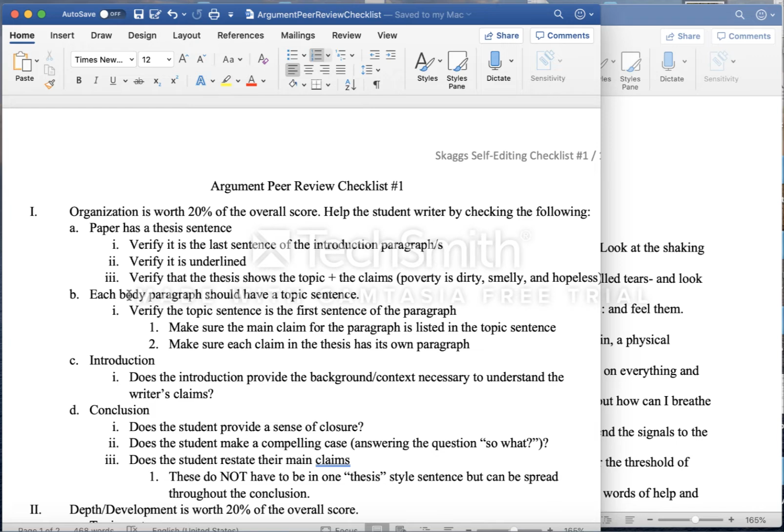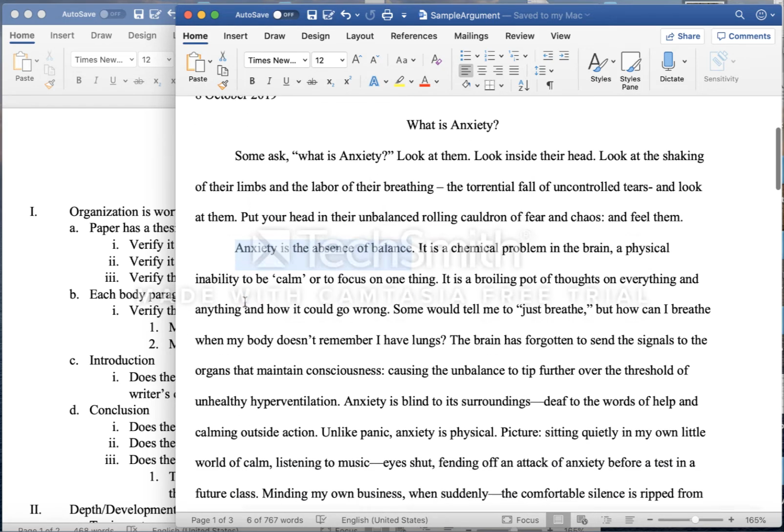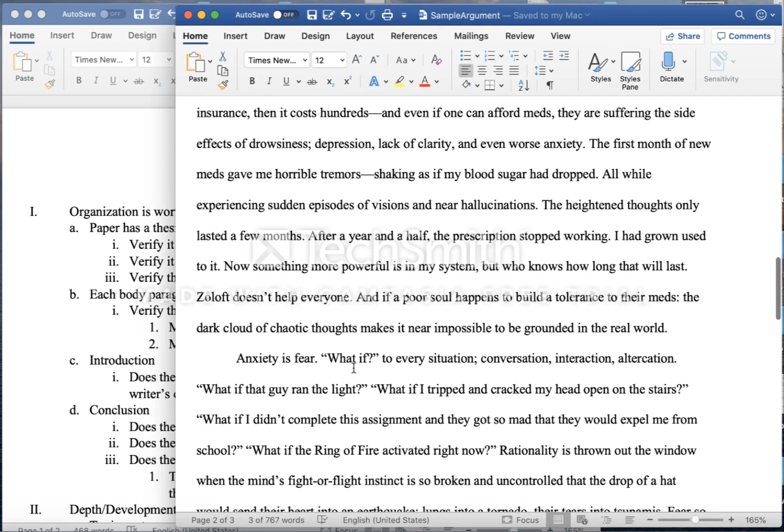The next thing, if you look at the peer review checklist, is that every body paragraph should have a topic sentence, and I showed you where the student did that. Make sure the main claim for the paragraph is listed in the topic sentence, and that each claim in the thesis has its own paragraph. This student did do that. We've got a topic sentence here: anxiety is the absence of balance. Anxiety is chaos. Anxiety is fear. Yours don't have to be that simplistic, but just to demonstrate for you.